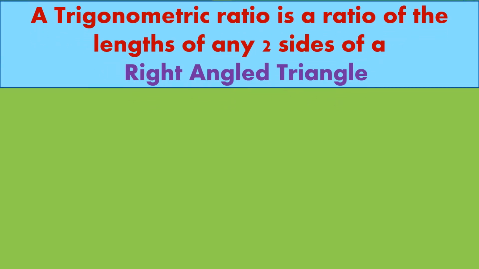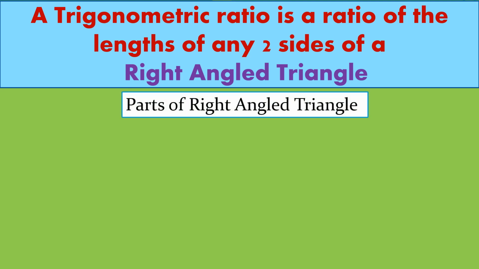A trigonometric ratio is a ratio of the lengths of any two sides of a right angle triangle. That means trigonometric ratios are defined only on a right angle triangle. Hence, we have to know what the parts of a right angle triangle are.